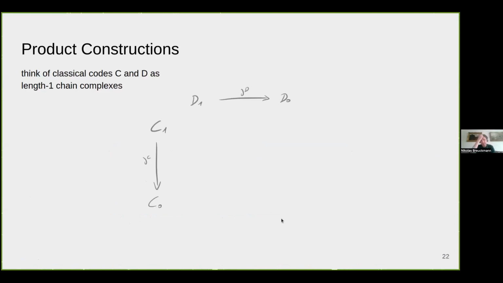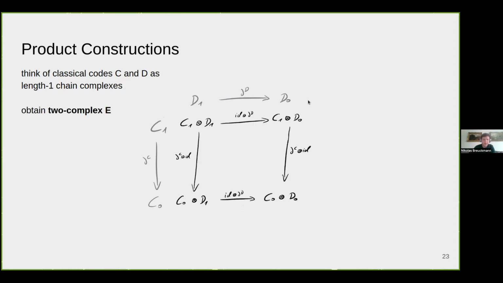Okay, so let me switch again to the homology description of codes. We will think of the classical codes, which I will call C and D, as these length 1 chain complexes. Here is the space of bits of this code, and here is the space of checks, and we have the parity-check matrix mapping from one to the other, and similarly with the other classical code.